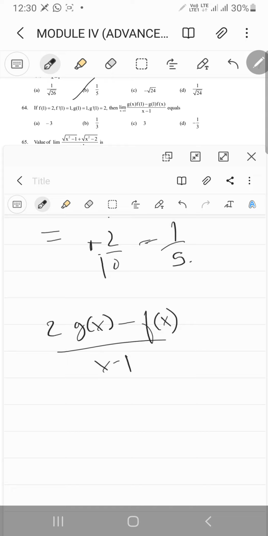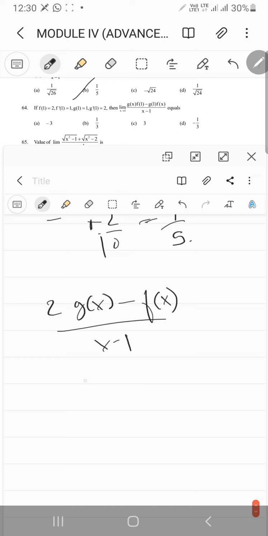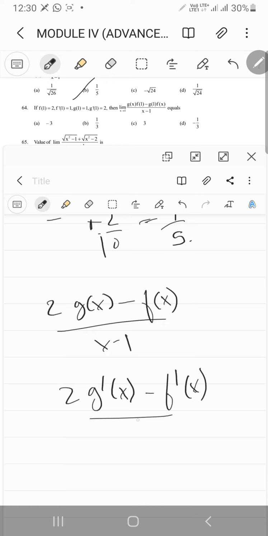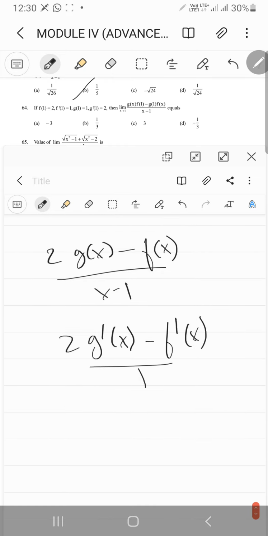So if we just try to put 1 into this thing, we will get a 0 by 0 situation, because f of 1 is 2 and g of 1 is 1. Correct? Yes. Okay, so we need to take a derivative, so it should be 2 g prime of x minus f prime of x upon 1. That's going to be the limit. So now if we put 1 into this thing, it's going to be 2 g prime 1, which we have been given as 2, into 2, which is 4, minus f prime 1, which is 1, so it should be 3.